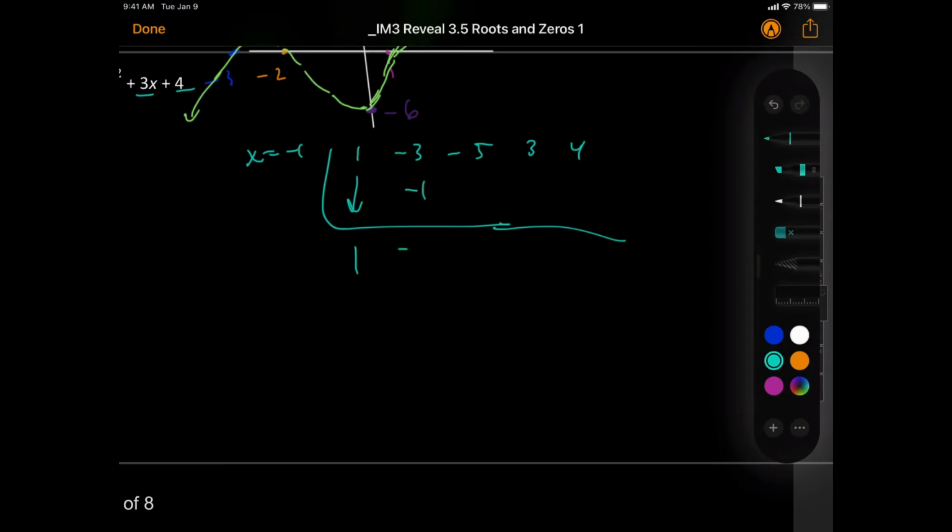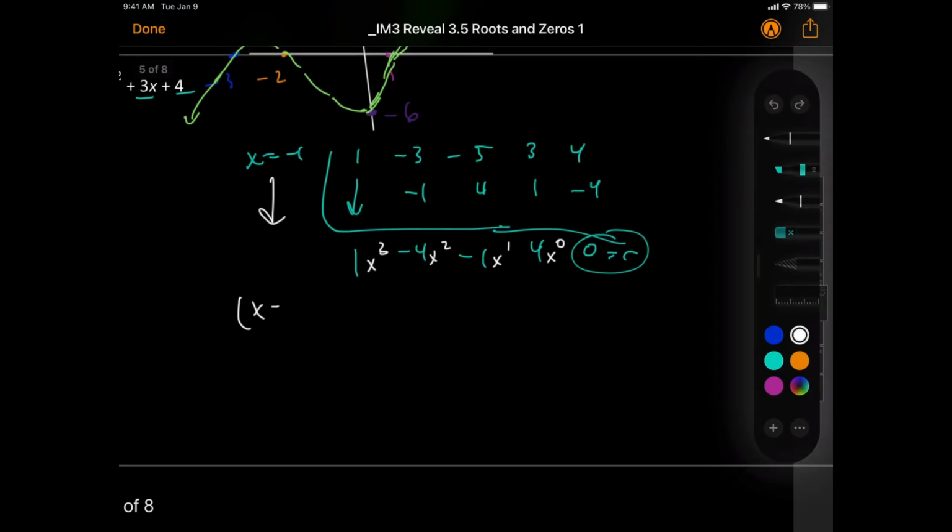-1, add down. Multiply, add down. Multiply, add down. Multiply, add down. So this would be x to the 0, x to the 1st, x to the 2nd, x to the 3rd. I was counting up from right to left. And if you want to put that one in there, that's x plus 1. Remember, if you just subtract, set it equal to 0, right? Okay, so then you have this.